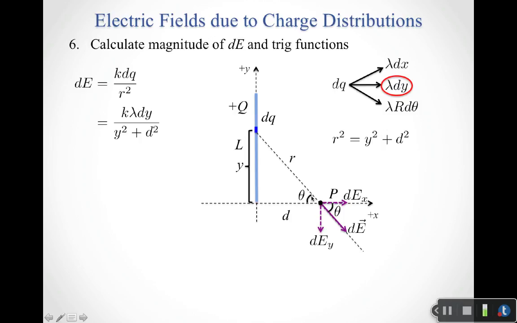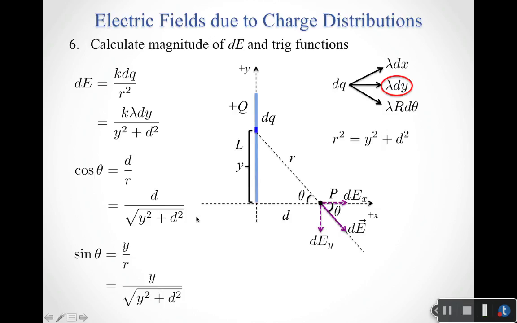Now I need the cosine and sine theta pieces. If this is my angle theta, cosine theta is just adjacent over hypotenuse. The adjacent side to this angle is length d. The hypotenuse is r, so taking the square root of both sides, cosine theta is just d over the square root of y squared plus d squared. Sine theta is opposite, so that's the height y over the hypotenuse r. In terms of the variables I care about, sine theta can be written as y over the square root of y squared plus d squared.